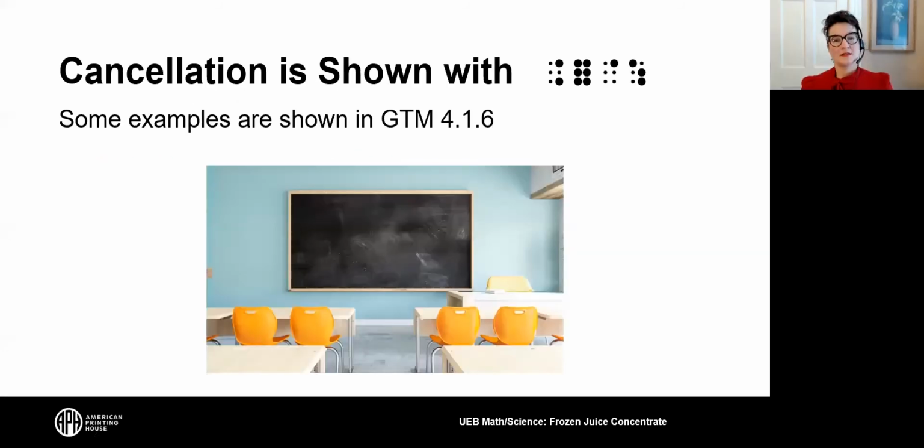Where we're going next, I don't want to be negative, but it's all about canceling. We show cancellation with this line through previous item indicator. Just like on a chalkboard, if you were doing a math problem where you had to carry or borrow, you would draw a line through the thing that you're crossing out and replacing with something. There are examples of this in Guidelines for Technical Material 4.1.6.